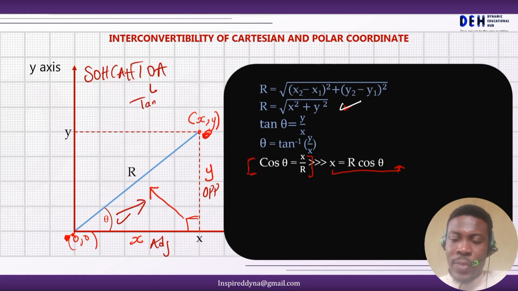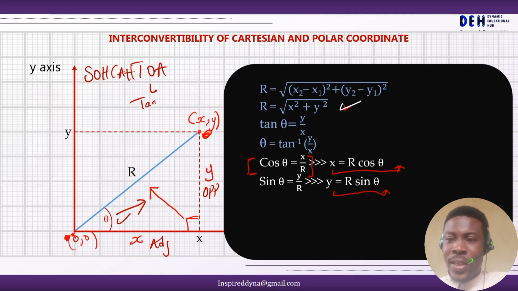Okay, now let's find sine theta. If you find sine theta as well, sine theta will be what? Opposite over hypotenuse. So you have y over r. Try to make y the subject of the formula. If you make y the subject of the formula, you have this. Y is equal to what? R sine theta. Okay, we are almost done.